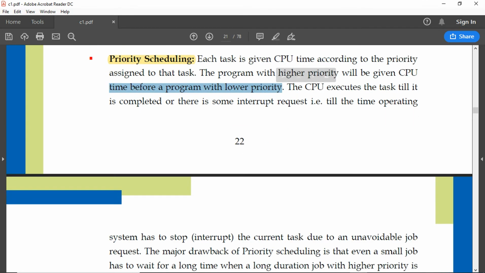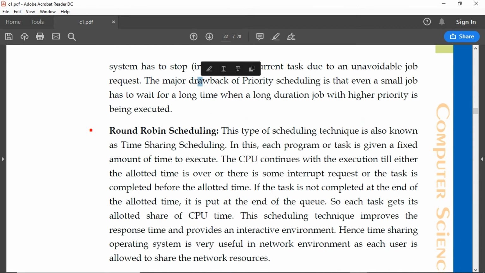The CPU executes the task till it is completed or there is some interrupt request, i.e. till the time the operating system has to stop the current task due to an unavoidable job request. The major drawback of priority scheduling is that even a small job has to wait for a long time when a long-duration job with higher priority is being executed.